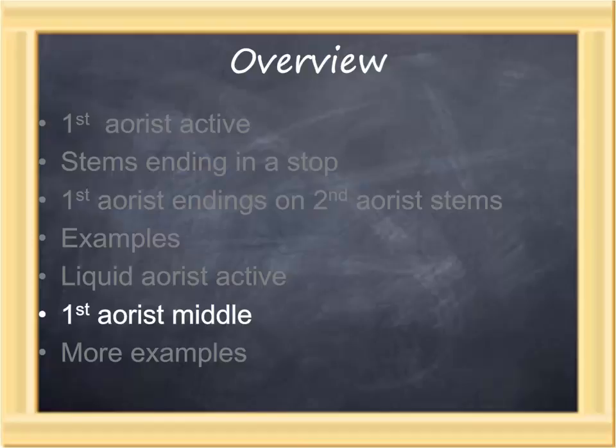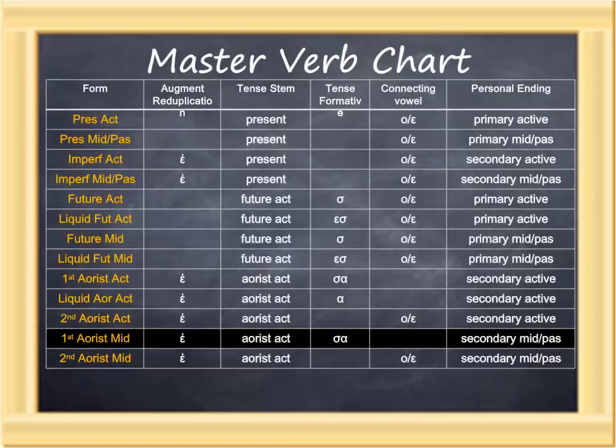The forms of the first aorist middle. First aorist middle forms, almost all of which are deponent, are formed like the first aorist active forms, except they use the secondary middle passive endings. So again, augment, aorist active stem, sigma alpha, but a secondary middle passive ending.